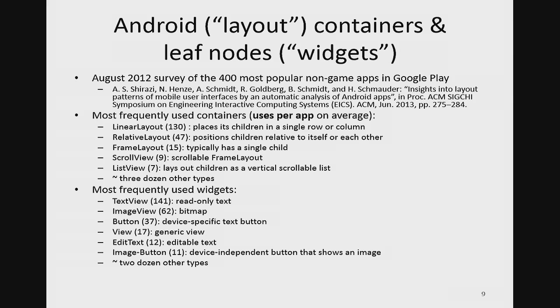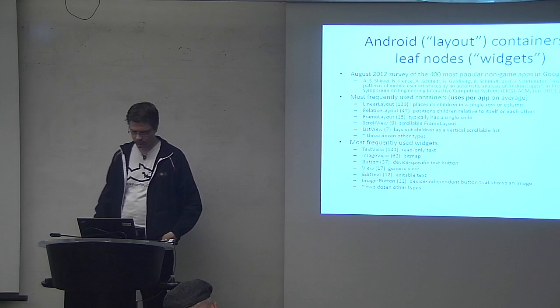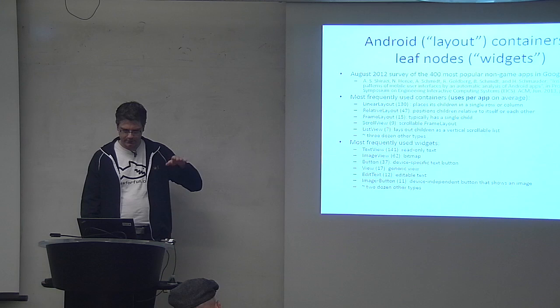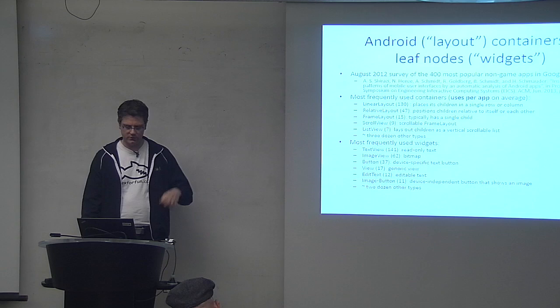And these are just the top items here for both containers and widgets. So for example here, the most used container type is a linear layout, which is used on average 130 times per application. But then there's also a relative layout we've seen on the last slide, which is used 47 times per application. And then similar for the widgets, there's text and image, which are the two top ones, and button. And some of them are very similar in functionality, so you have to know which one you want to use.